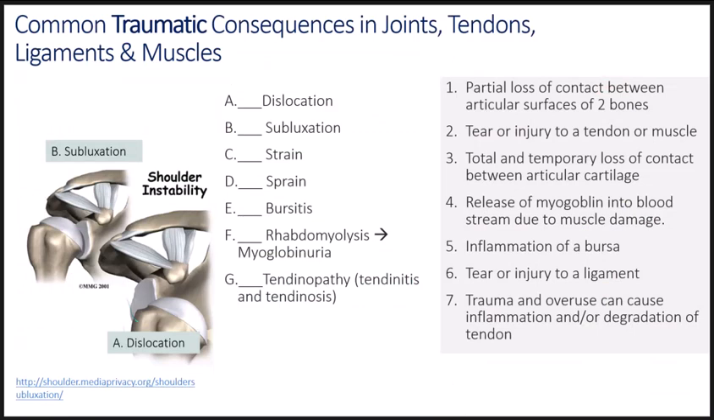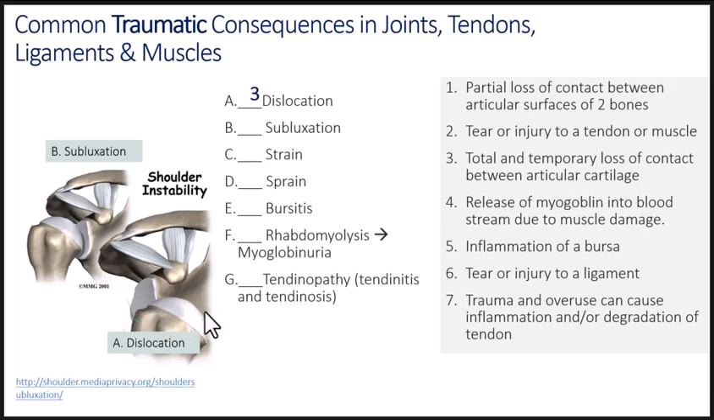On this slide, I'm going to be discussing some of the potential consequences of injury that can affect joints, tendons, ligaments, and muscles. Keep in mind that the injuries that I'm going to be talking about can occur alongside a fracture, but can also occur without a fracture. The first definition or term is dislocation. Dislocation is a total and temporary loss of contact between articular cartilage.